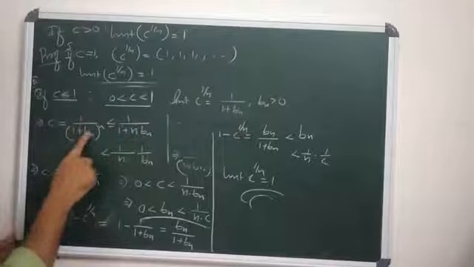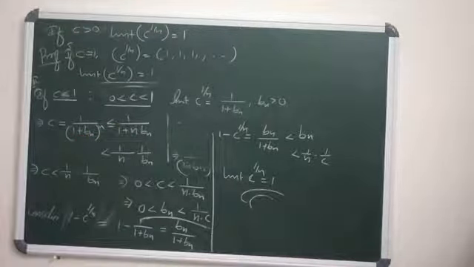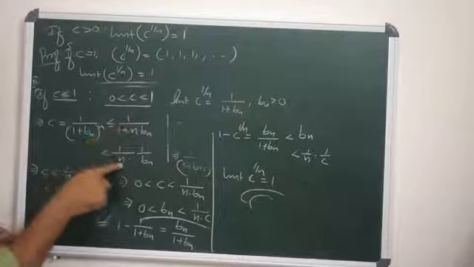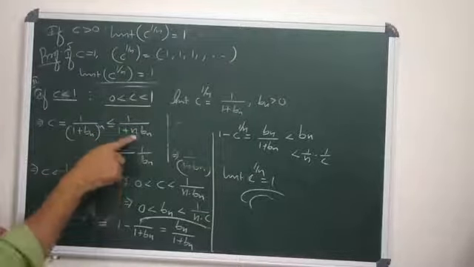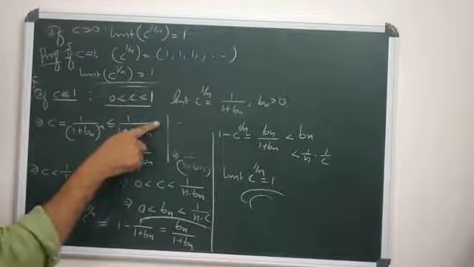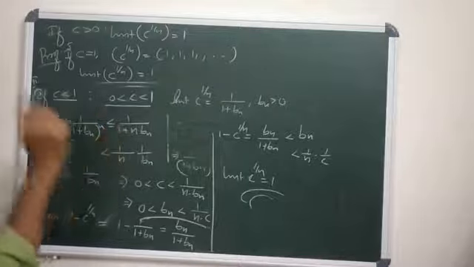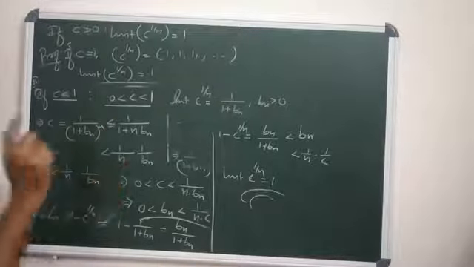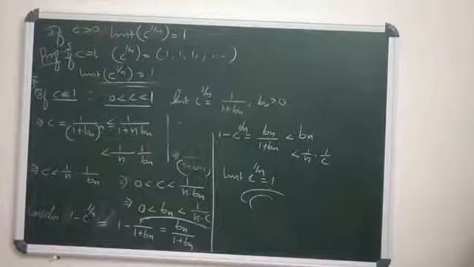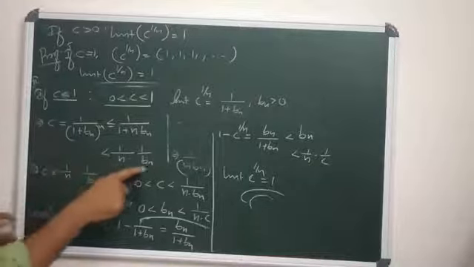Therefore, 1 by (1 plus bn) power n is less than or equal to 1 by (1 plus n bn). This is strictly less than 1 by n into bn. Why? Because n is a natural number, so 1 plus n into bn is greater than n into bn. So finally we have c strictly less than 1 by n into bn.